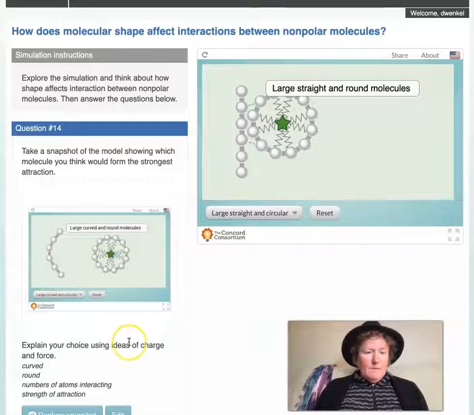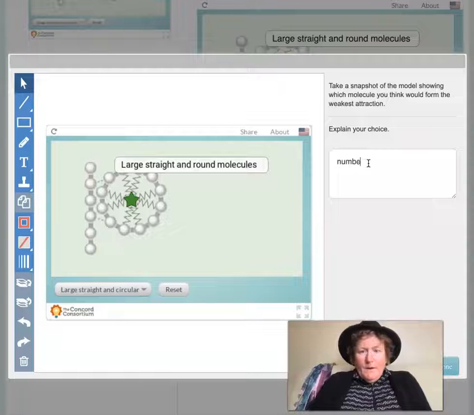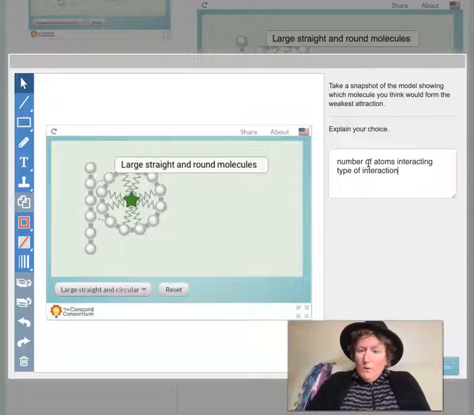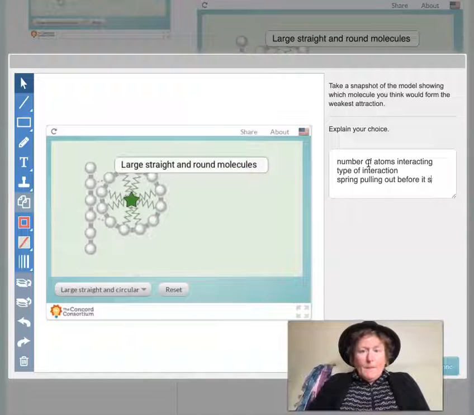I will take a snapshot of this one and give you some hints about things you should think about. Number of atoms interacting, type of interaction. So is it polar or nonpolar? And just look at that spring that you're pulling on. The star is connected to a little model of a spring. And how far is the spring pulling out before it separates? That's some evidence you can use to support your conclusion here.